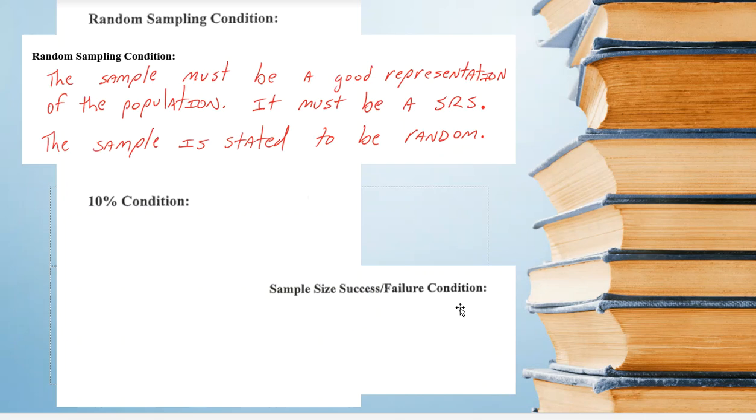Okay, check out your random sampling condition. How did you do with that? Must be a good representative of the population. It must be a simple random sample. All right, check and see how you did on the next condition.